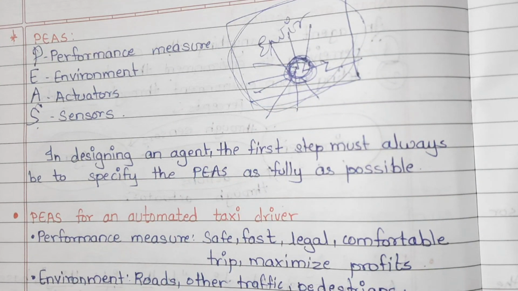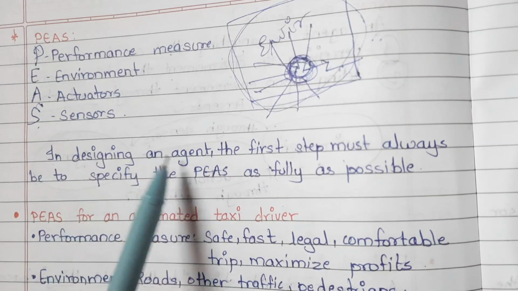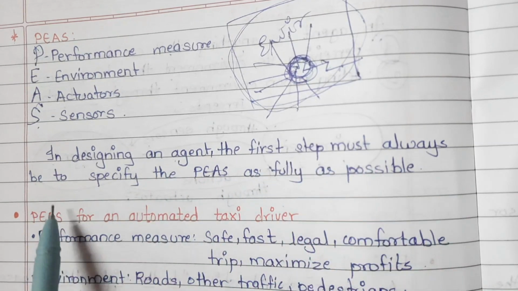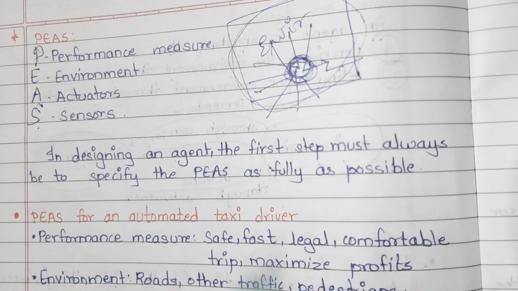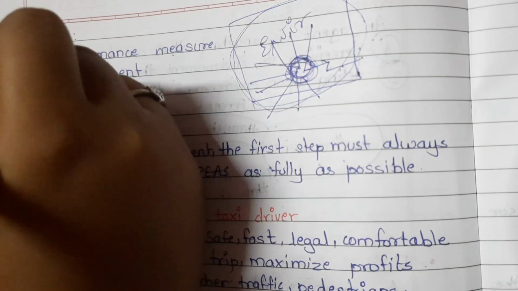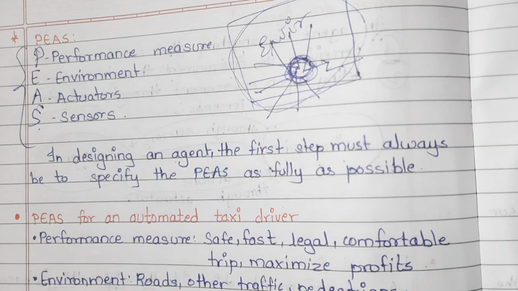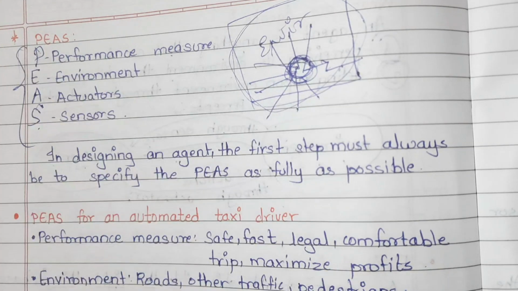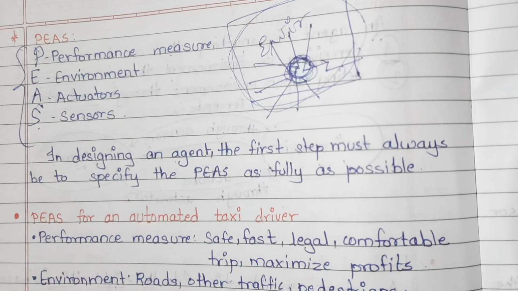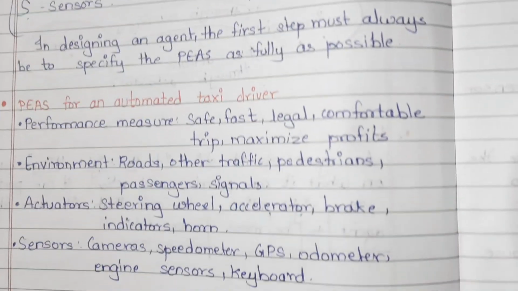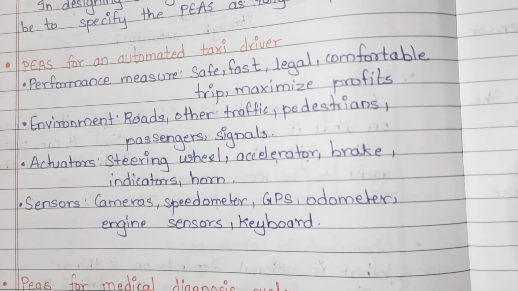Okay. So what is the point? In designing an agent, the first step must always be to specify the PEAS as fully as possible. Means the first step of designing any agent is to specify these PEAS, as fully and as clearly as possible. So let us see the first example of PEAS.